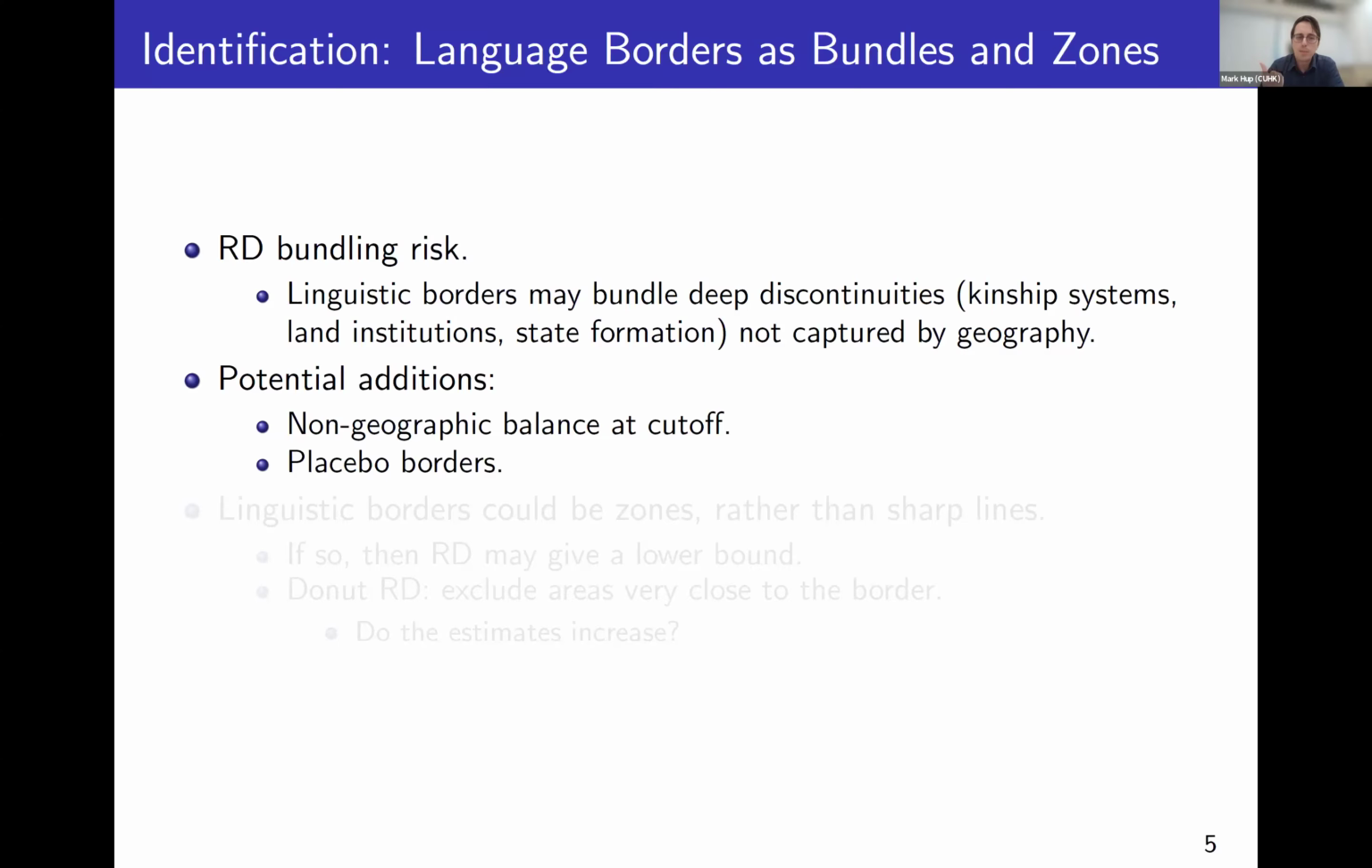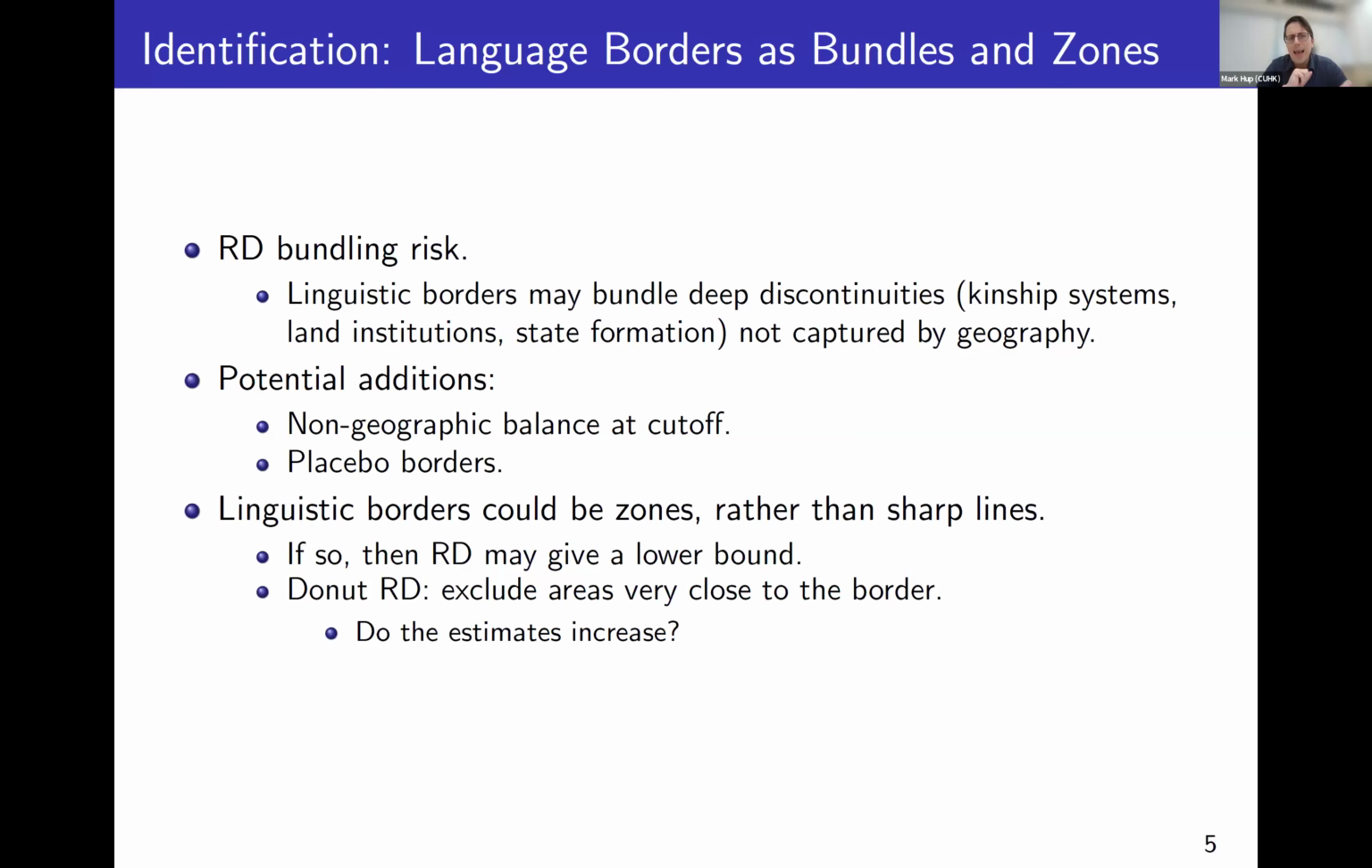And I think what may be a good addition next to the many borders experiment is to also look at placebo borders. So if you, let's say, would draw some random borders yourself, then you would expect to find no effect of this linguistic distance on migration.